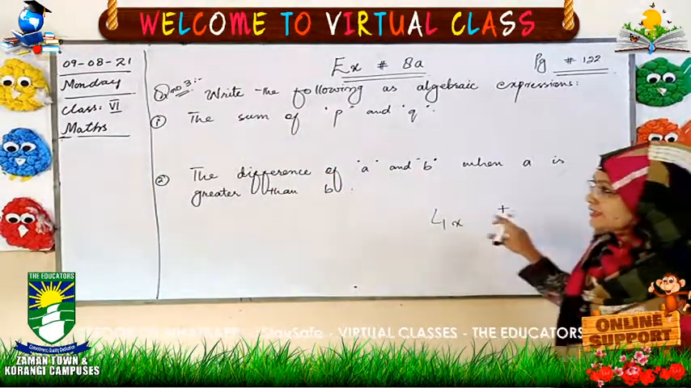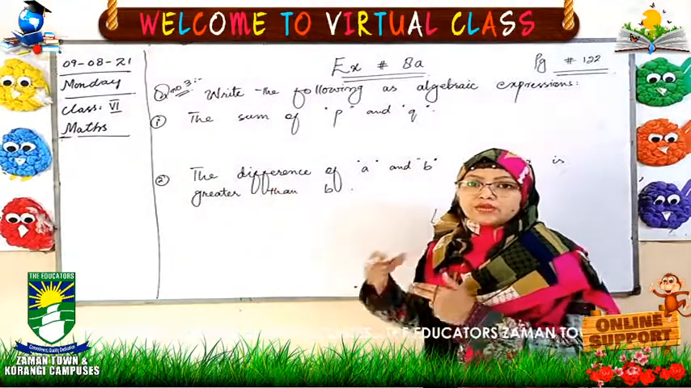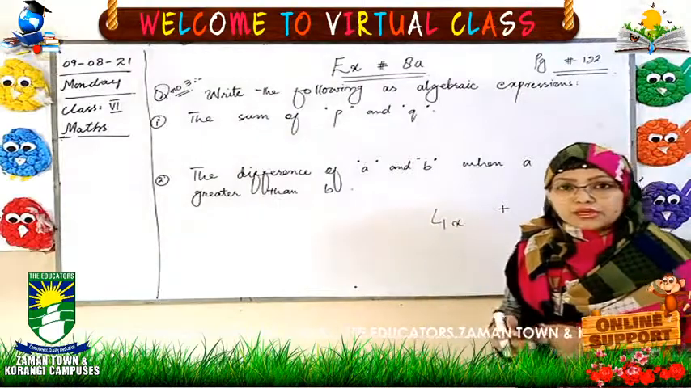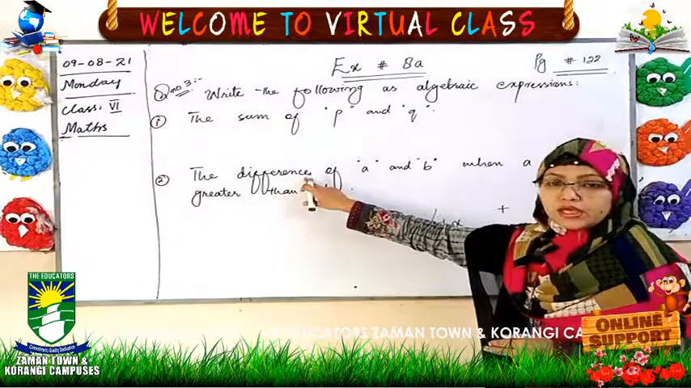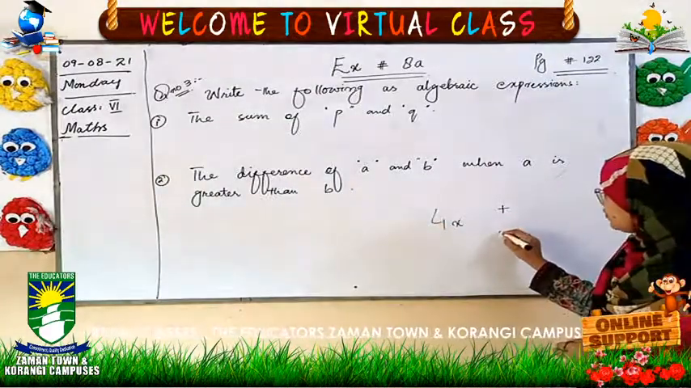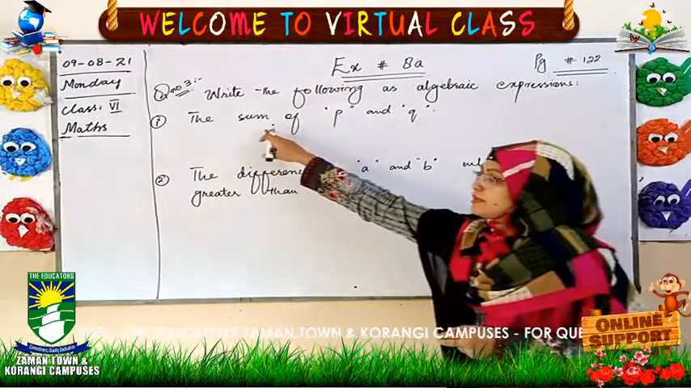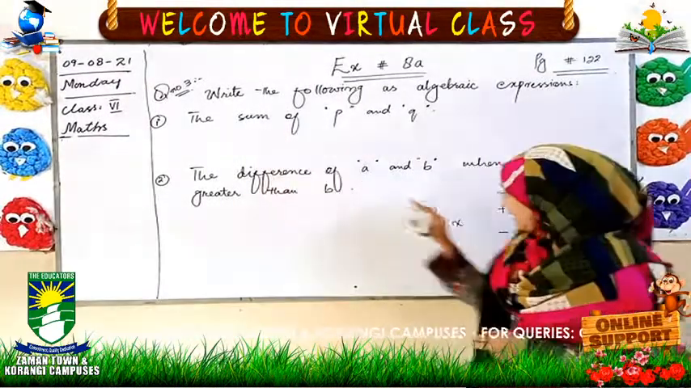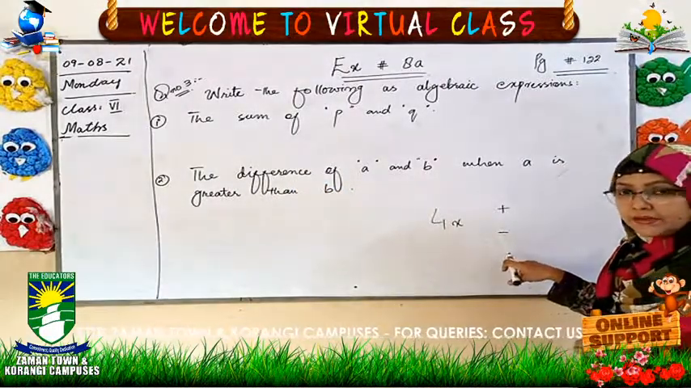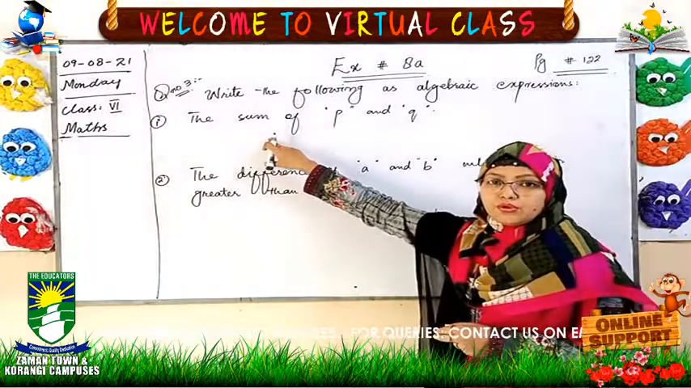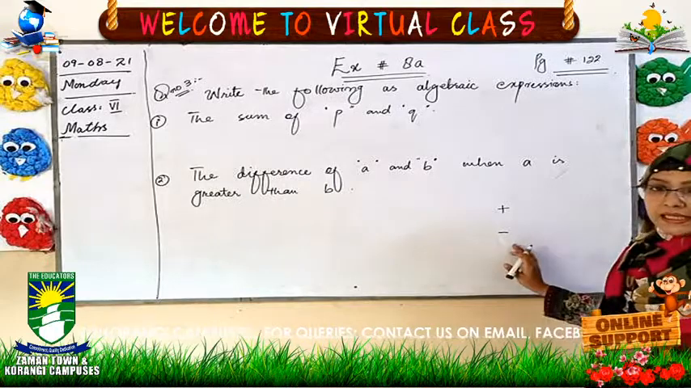Okay, and the sign for writing the difference between any two numbers, any two variables, any two values, we use the word difference. Difference means which sign do we use? Minus sign. For sum we will use the plus sign, for difference we will use the minus sign. Is that clear? For sum you will use plus sign, for difference you will use minus sign.